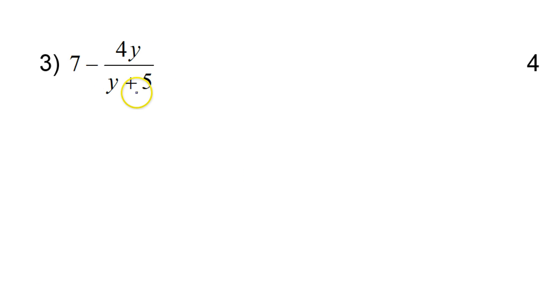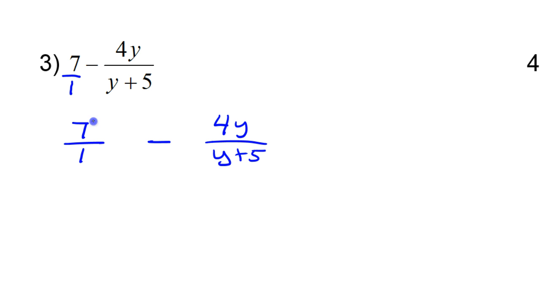Alright, number 3. We need to make these two expressions have the same denominator. Right now you can look at this 7 as being 7 over 1. Now I'm actually going to spread these out just to give myself some room. So what I have here is 7 over 1, and I'm going to leave myself some space, and then I have my minus 4y over y plus 5. Alright, I just basically recopy the problem.